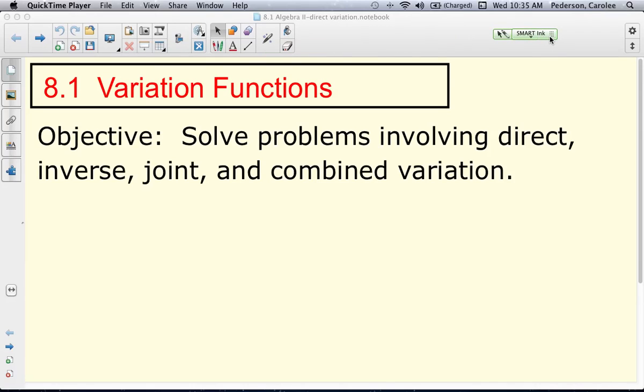The topic is variation functions. Go ahead and write the topic down. Don't need to write the objective. The objective today is to solve problems using direct, inverse, and joint variation.